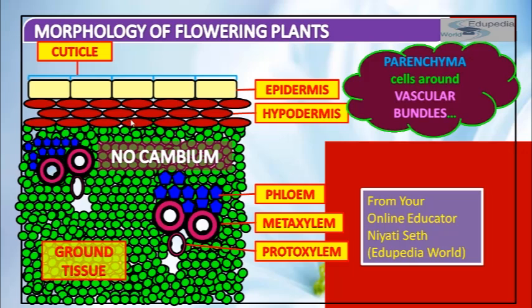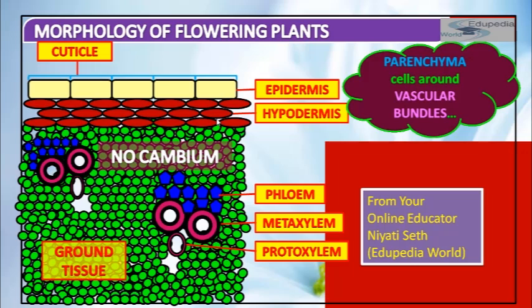Now come to the second layer. This is hypodermis. Hypodermis is represented by this red color. It is a region that lies beneath the epidermis. See, this is the epidermis and this is the hypodermis. It lies immediately below the epidermis. It is represented by a few layers of compactly arranged sclerenchyma cells, students.